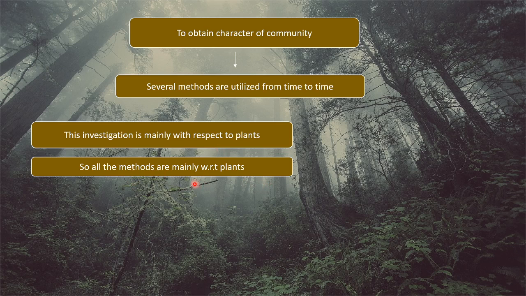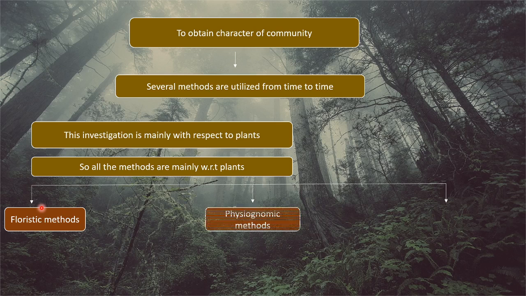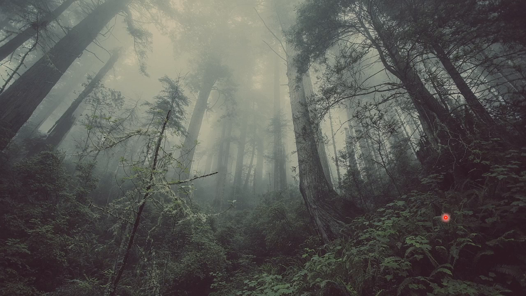Now the methods that are used to study the plant communities are floristic methods, physiognomic methods, and phytosociological methods. So basically these 3 types of methods are used, and we are going to now understand each of these 3 methods in a bit more detail.